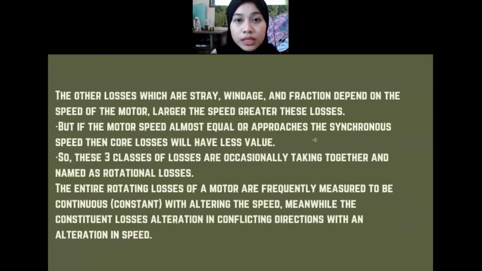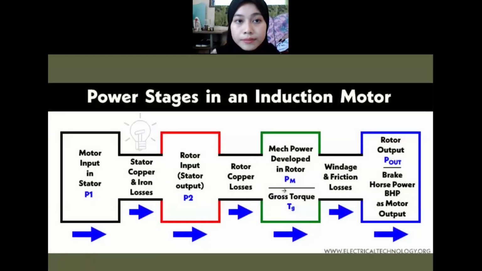Due to this cause, core losses are pointed at one location in the power diagram. The other losses, which are stray, windage, and friction, depend on the speed of the motor. The larger the speed, the greater these losses. But if the motor speed approaches the synchronous speed, then core losses will have less value. So these three classes of losses are occasionally taken together and named rotational losses. The total rotational losses of a motor are frequently assumed to be constant with changing speed. Meanwhile, the component losses change in opposing directions with a change in speed. These are the power stages in an induction motor.